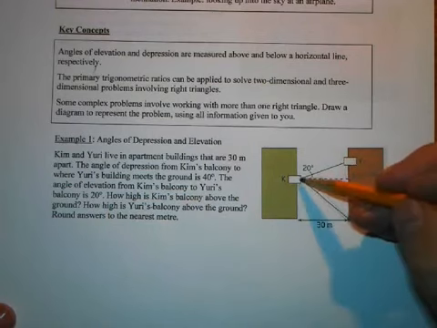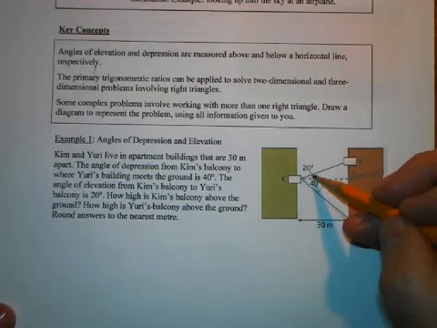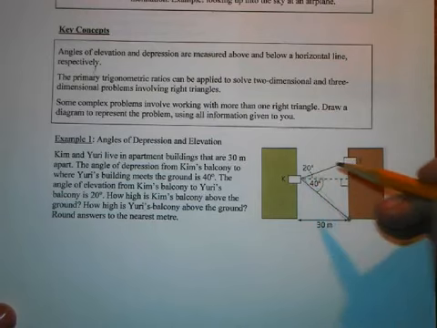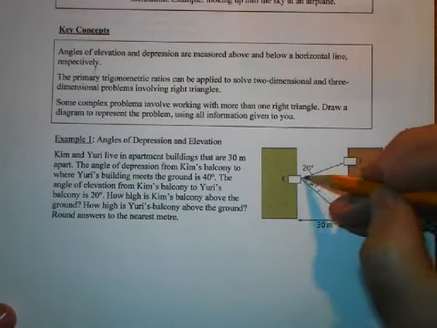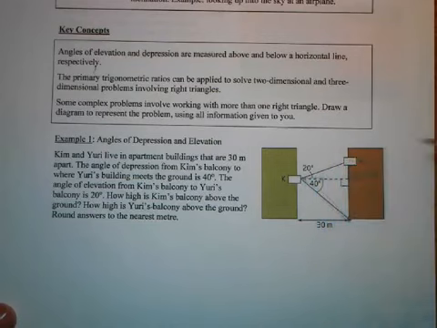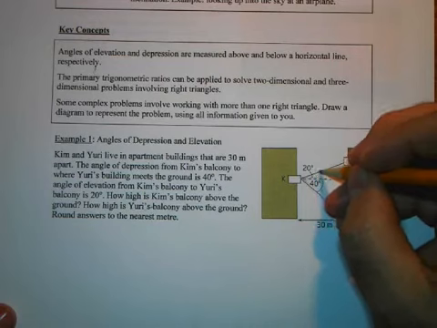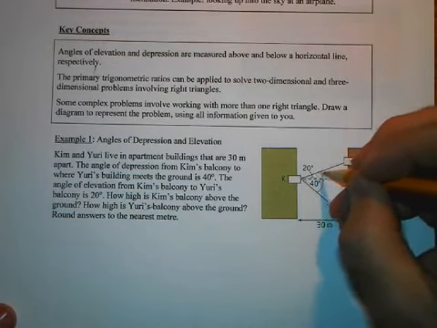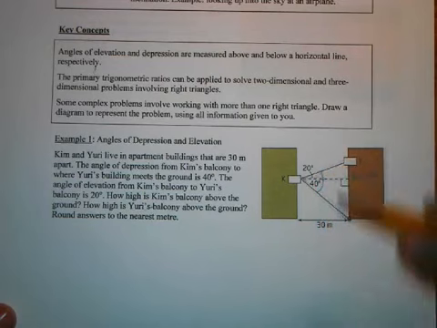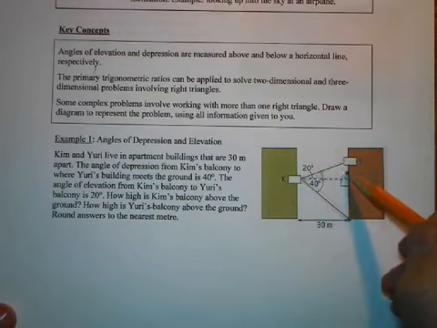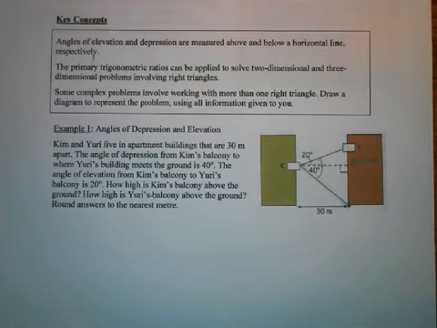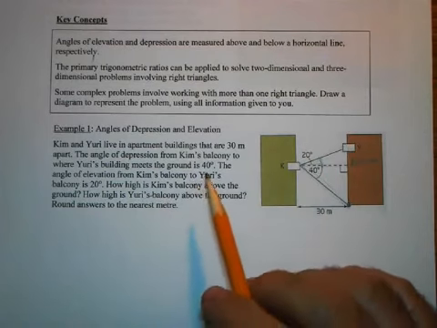Okay, and then if Kim looks up to Yuri's balcony, again, you have the same thing as with the seagull I just talked about. You start from the horizon line and go up to that vision line to Yuri's balcony. So in this case, that's the 20 degrees inside here. When you look at this, it sort of looks like one triangle, but we're actually going to break it down into these two separate right angle triangles. Let's keep reading. I guess we don't even know what it's asking yet.